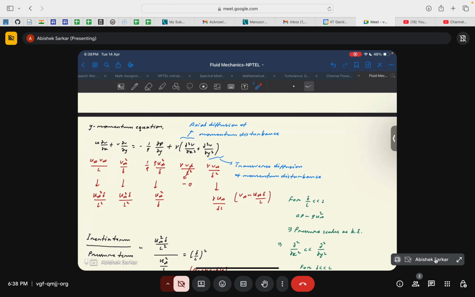So I think again I'm going beyond the scope of this course, but just wanted to imply that this scaling of pressure as rho times u infinity square is not universal. If at all some scenario arises where your viscous effects dominate over the inertial effects, then your pressure would have been scaled as the viscous terms, not as the inertia terms.